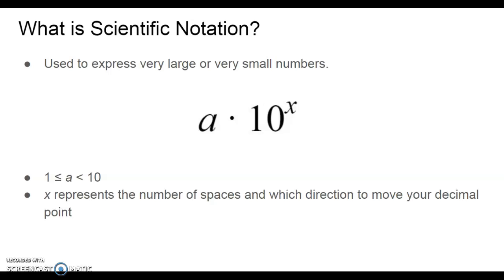We write scientific notation as some coefficient, in this case represented by the letter A, times a power of 10. This letter A always falls between 1 and 10. It can be equal to 1, but it cannot be equal to 10, or it could be any number between 1 and 10. Then we multiply it by a power of 10, where our exponent tells us the number of spaces and which direction to move our decimal point.